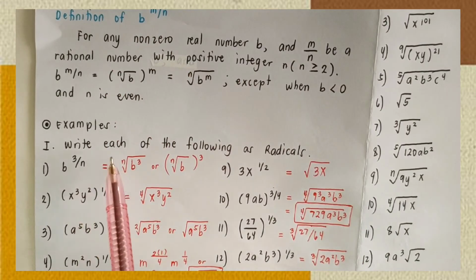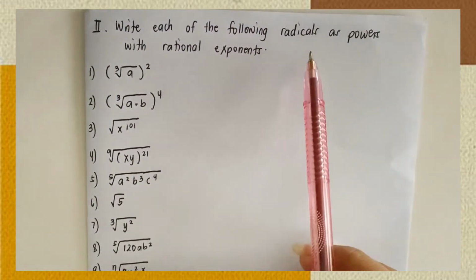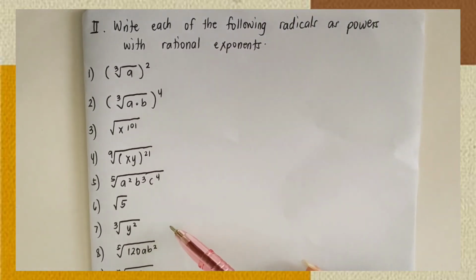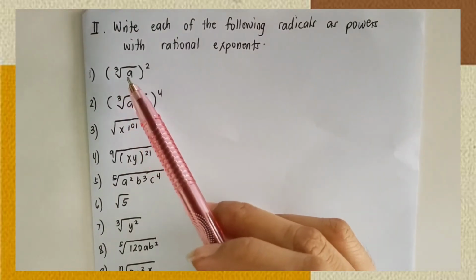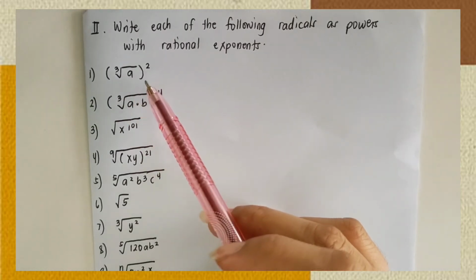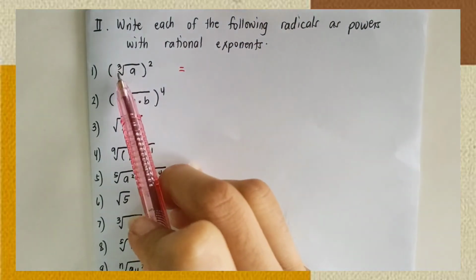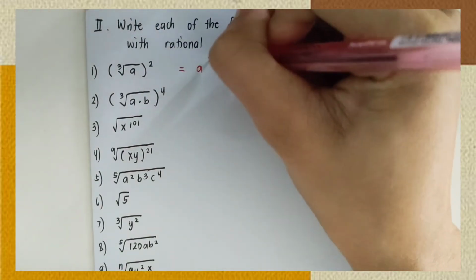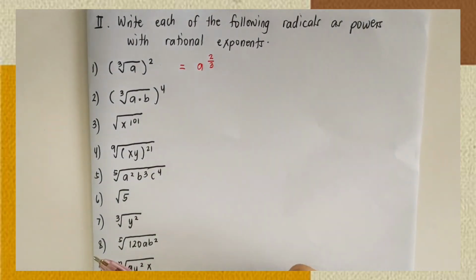So after writing each of the following as radicals, let us now proceed in writing the following radicals as powers with rational exponents. Okay, the first one we have here, the cube root of a raised to 2. We all know that the index here serves as the denominator. So we have a raised to 2 over 3. This is our answer for number 1.